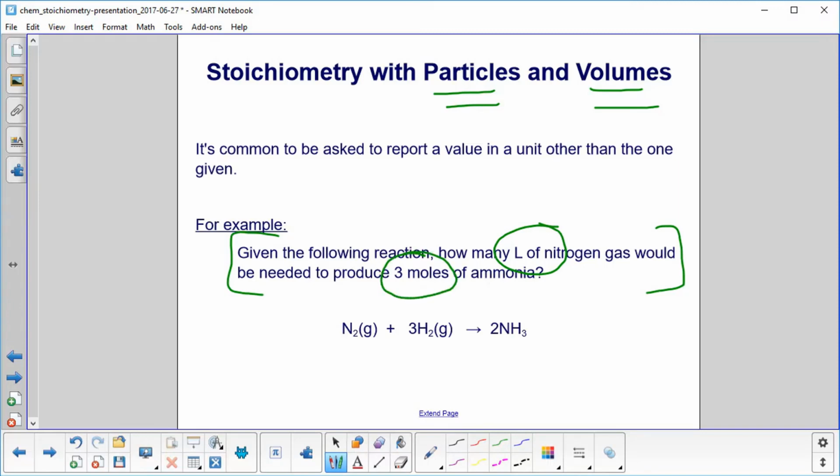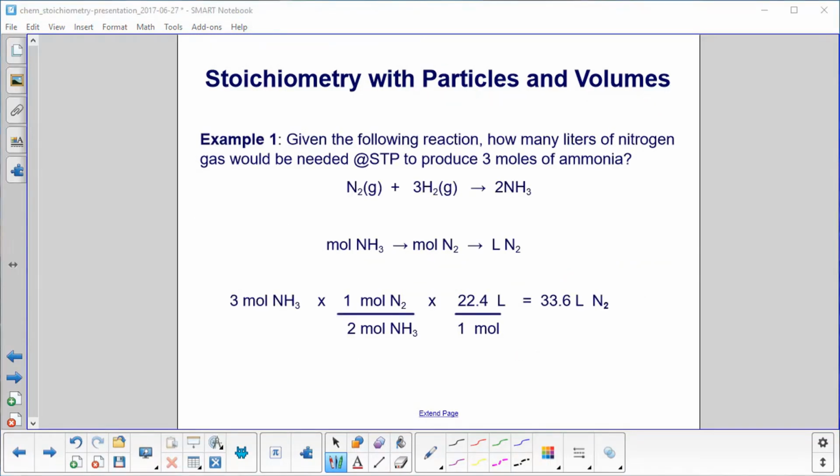Notice how we have different units here. We're going from liters to moles, and we have nitrogen plus hydrogen yields ammonia. Given the following reaction, nitrogen plus hydrogen yields ammonia, how many liters of nitrogen gas would be needed at standard temperature and pressure to produce 3 moles of ammonia?